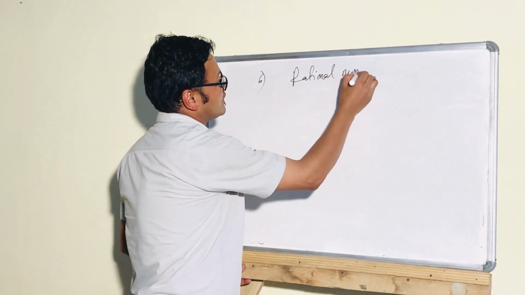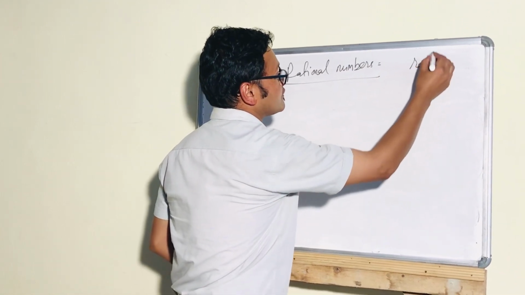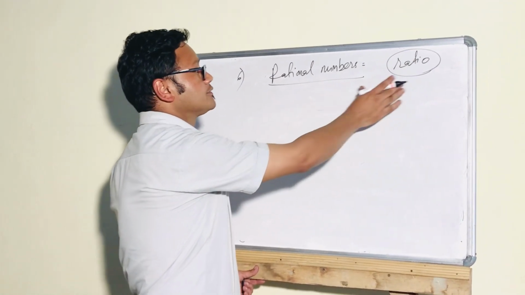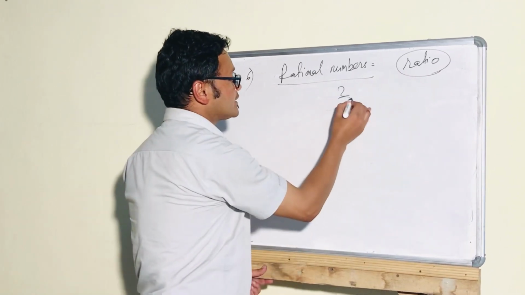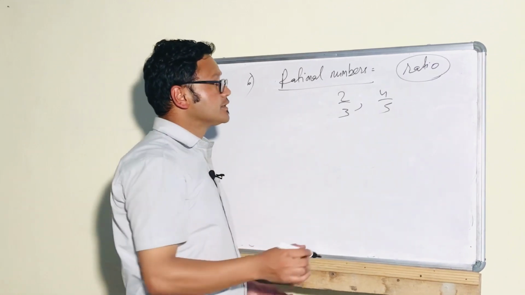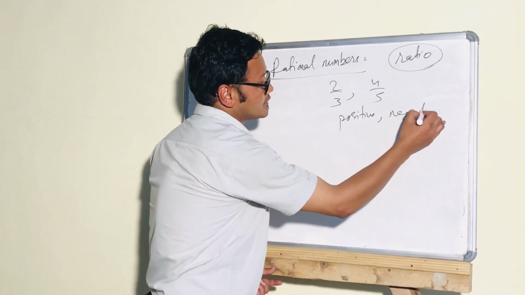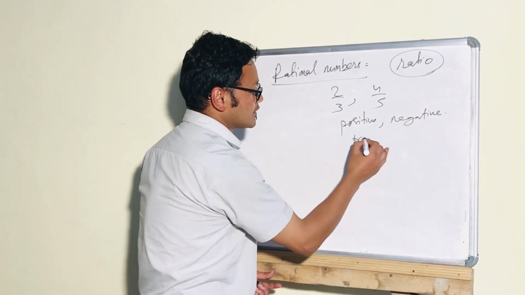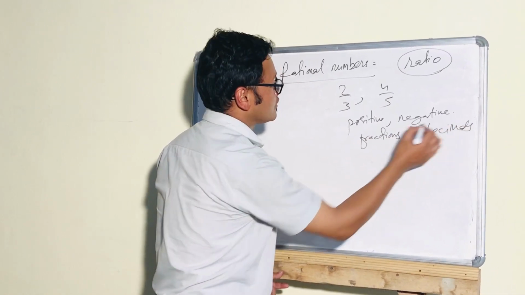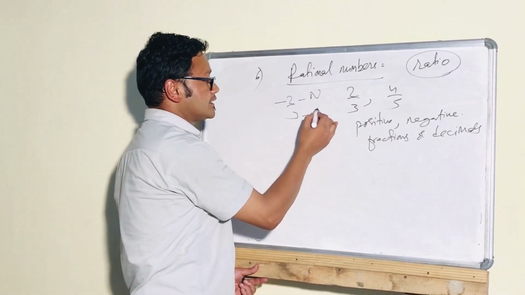Rational numbers. The term rational numbers comes from the word ratio. Ratio means 2/3 or 4/5. These are the numbers. So a rational number comprises positive numbers, negative numbers, fractions, or decimals. So the rational number means 2/3. Here 2 is the numerator and 3 is the denominator.